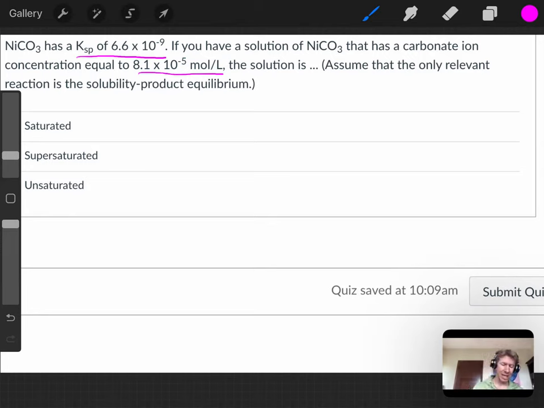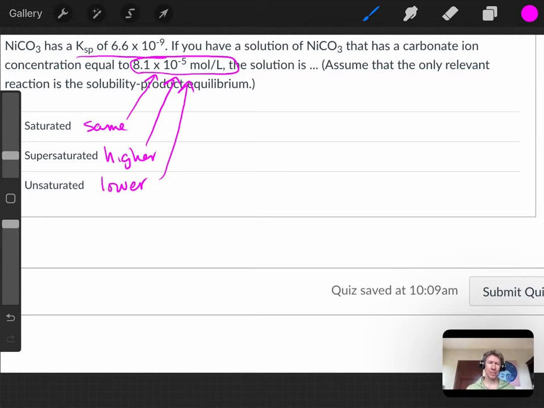If it's exactly the same as this 8.1 times 10 to the minus 5th, that would be saturated. If it is higher than this value, then it would be supersaturated. And if it's lower, that would be unsaturated. So let's see what we get here.